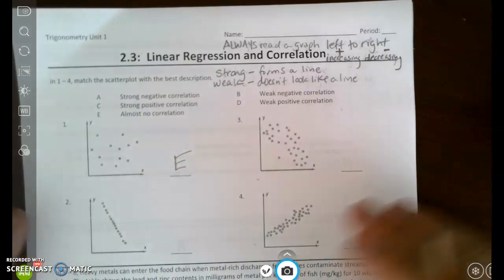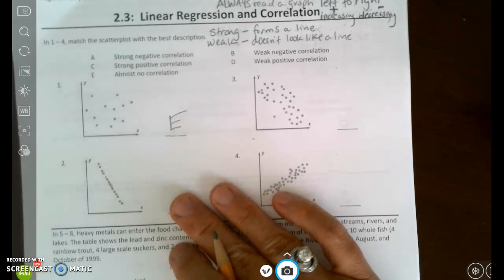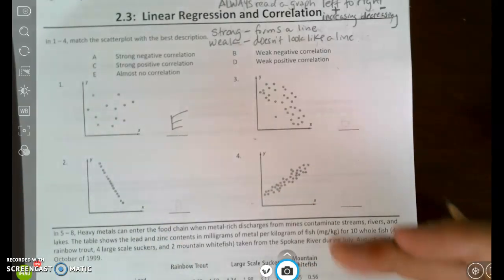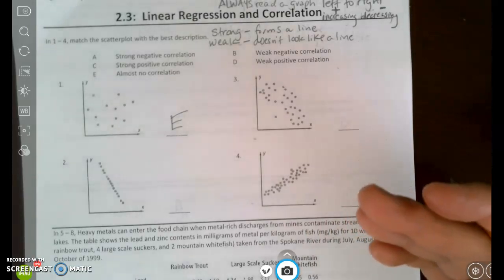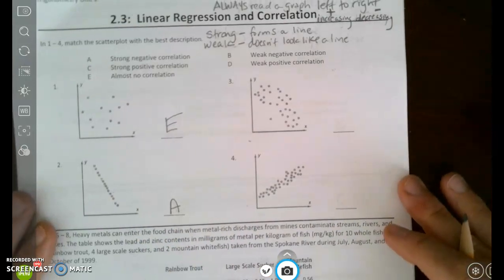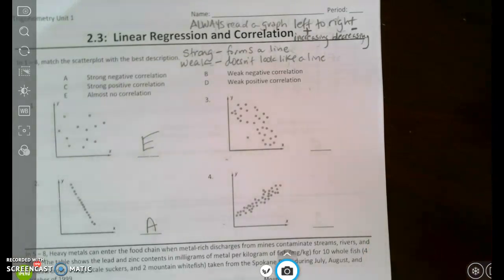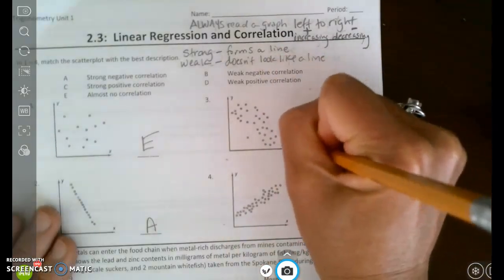All right, then when I come down here to number 2, and I look at this, it looks like the dots going left to right are definitely going down, decreasing, so that's negative. So I know it's going to be a negative correlation. And it looks like the form of a line, so I'm going to say it's strong. Strong and negative, that's going to give me letter A. Then I come to number 3. Once again, it does look like it's headed in a downward direction, but it doesn't really look like a line to me. So I'm going to say it's negative, but it's weak. So that would be letter B.